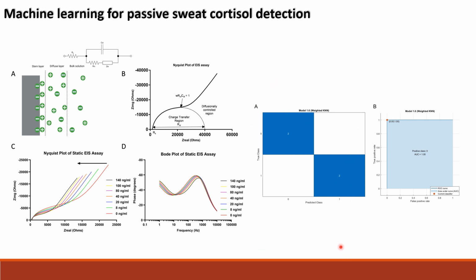Here this is the confusion matrix. This is the raising of cortisol and this is the decreasing of cortisol. From this data, the machine learning can classify raising or decreasing 100% correctly, which helps to determine the time of decreasing or the time of raising in cortisol.